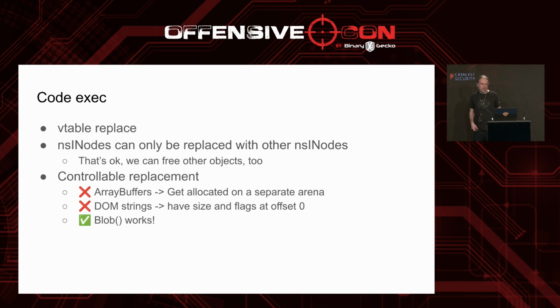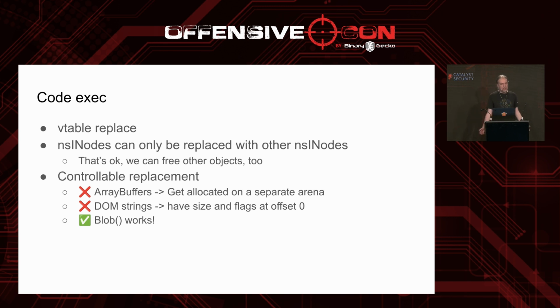And for the code execution part of the exploit, it really isn't anything special, just like a classic vtable replace. But one thing that I think might be interesting to talk about here is what kind of objects you can use to replace an object in Firefox's default heap, because some objects that are classically used in exploits won't work. So for example, you can't use array buffers here because these would be allocated on a separate heap arena.